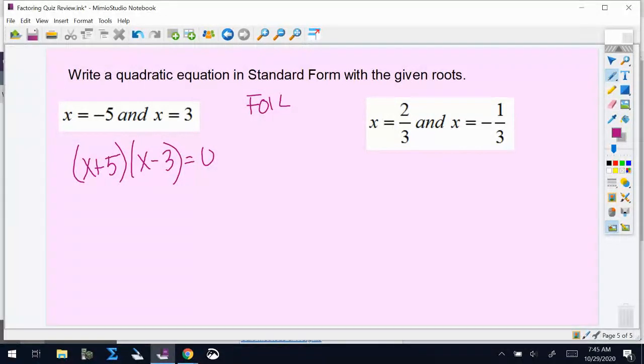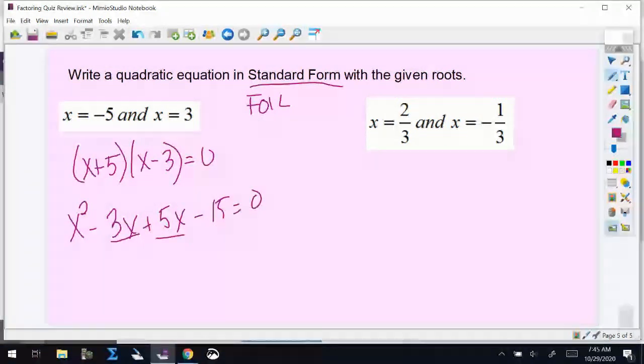Here's what I mean by don't walk away or type it in now. You do have to FOIL it to get it in standard form. So I'm going to do my first, my outer, my inner, and my last. And then I'm going to combine like terms. So my middle terms, my outer and my inner, will combine to 2x and then the minus 15. And it will tell you on Delta Math and remind you what form to put it in, but I just want to remind you again here.